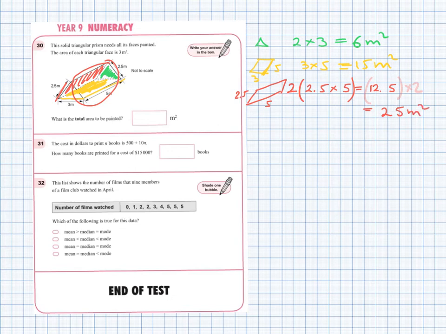So what is the total area to be painted? Total pretty much is 6 plus 15 plus 25, however you want to calculate, in your head or using a calculator, either way. So 46 meters squared. Please check the calculation and let me know if I have done it correctly or not.